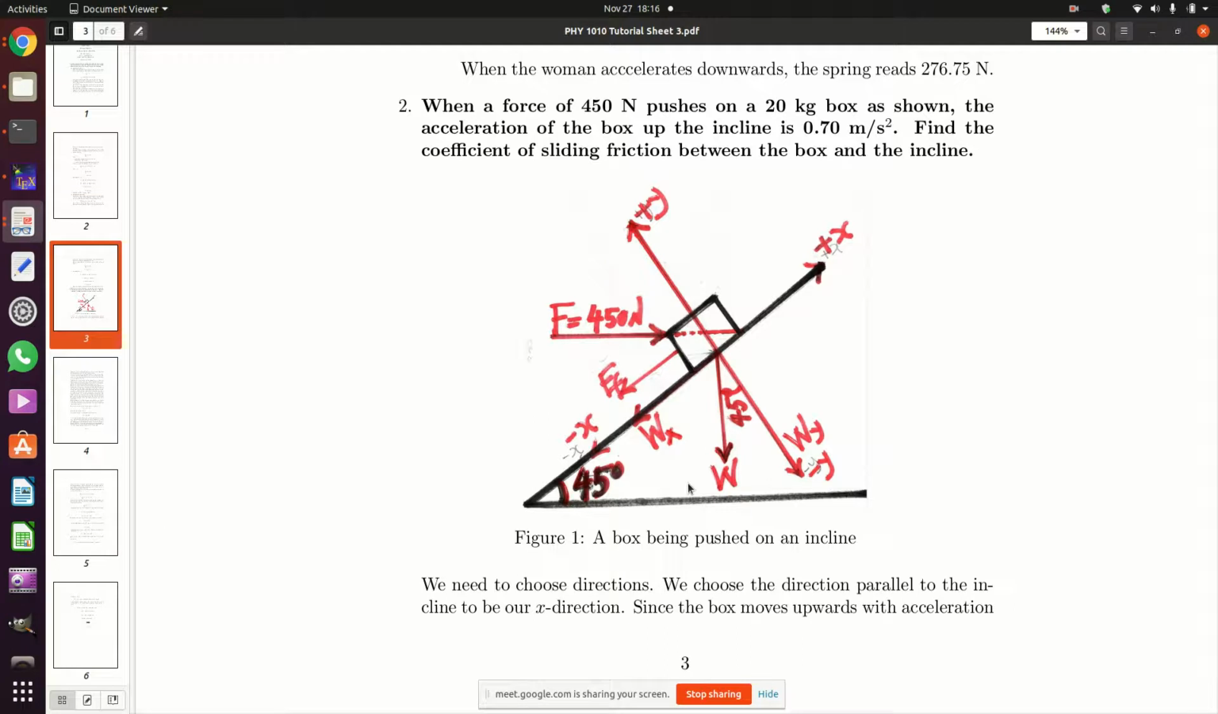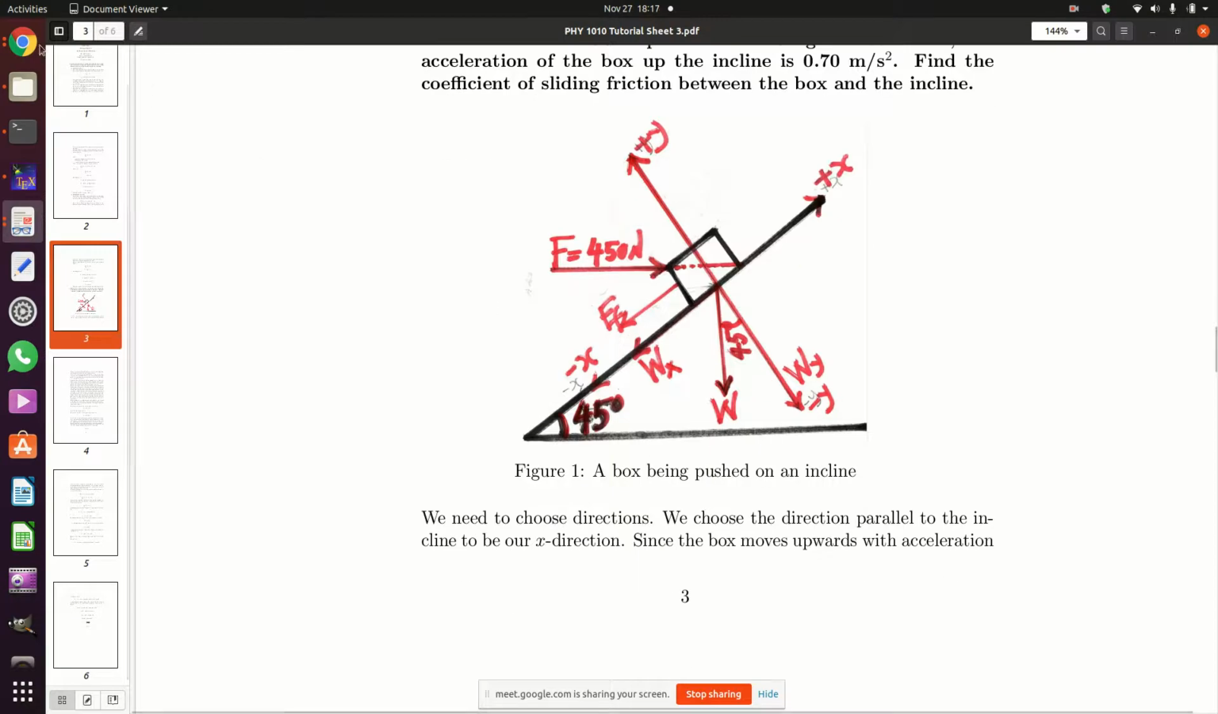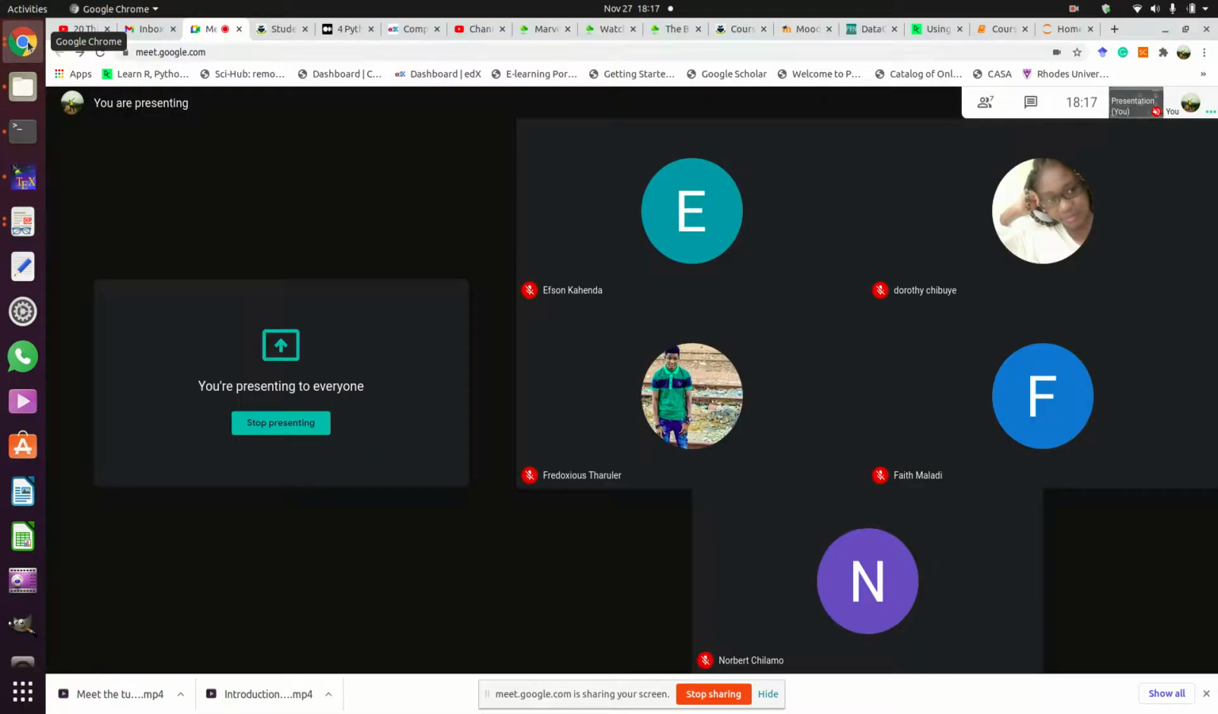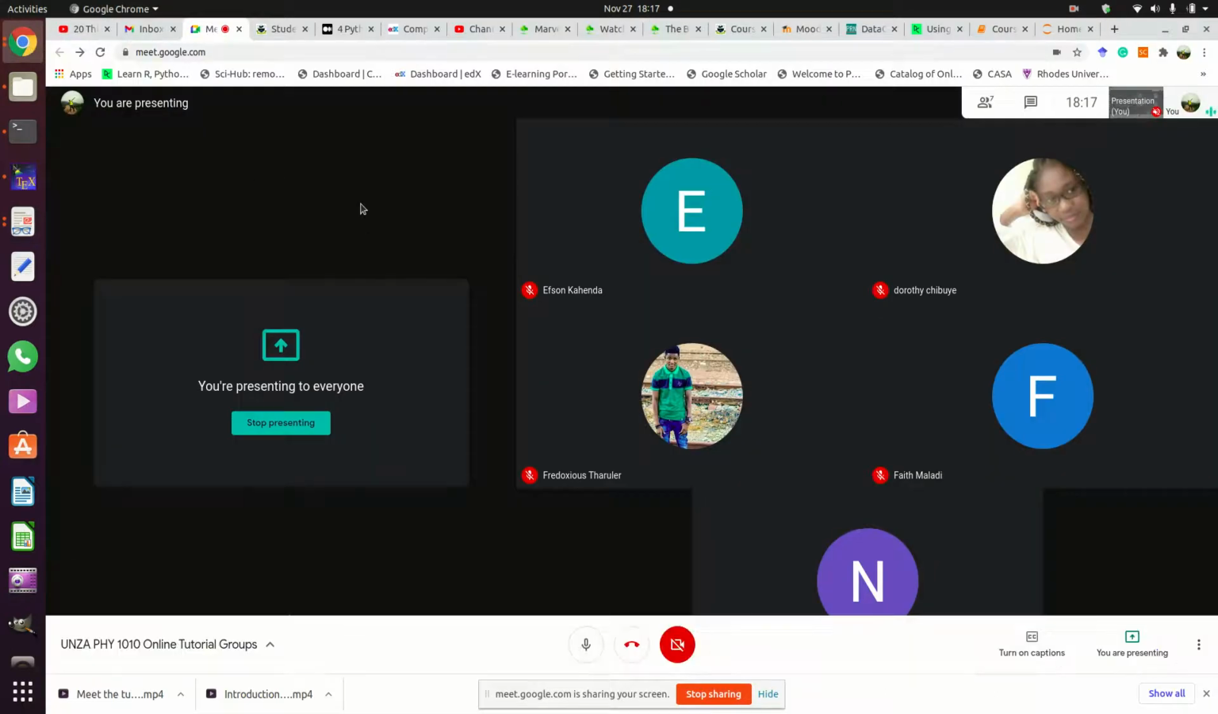Are we clear about the fact that this force, 450 newtons, and this weight, W, don't completely point either in the x direction or in the y direction? Is that clear to anyone to see? I need responses.